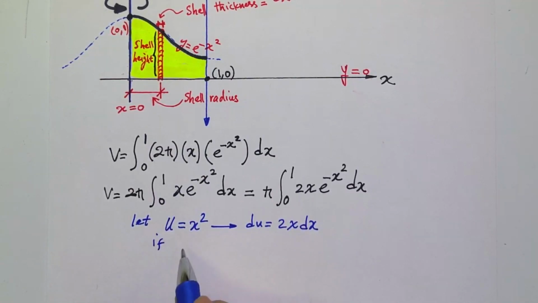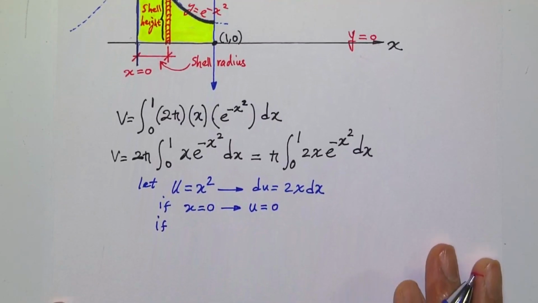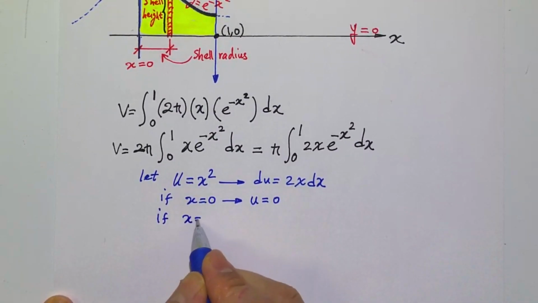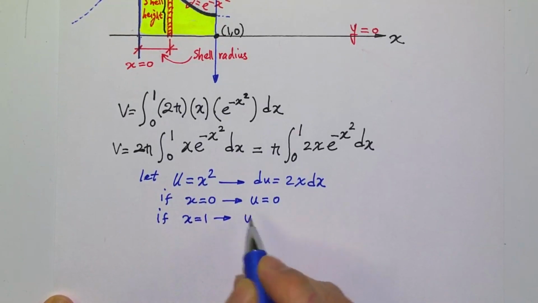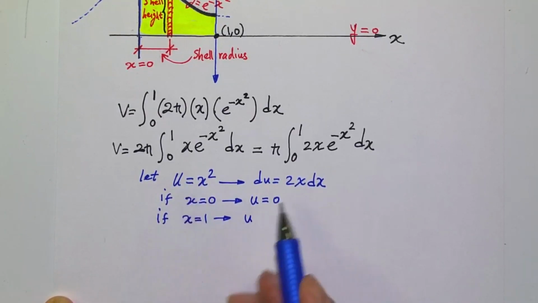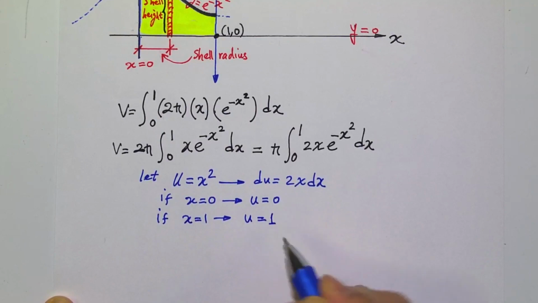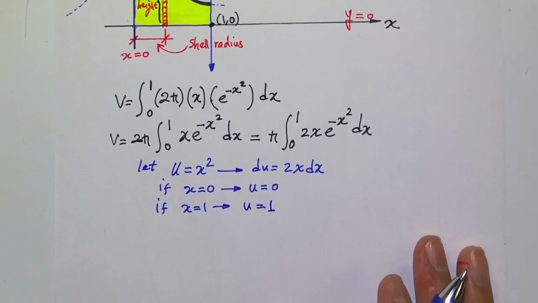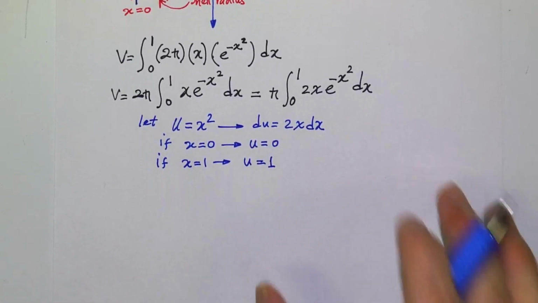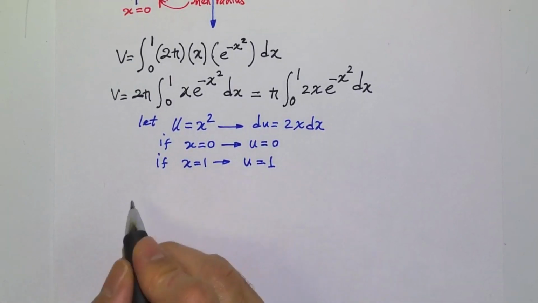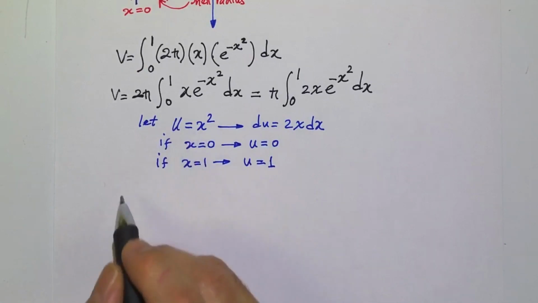So if x is equal to 0, then u is also equal to 0. And if x equals 1, then u would be equal to 1 as well. So the limits of integration didn't change. That's great. But now let's substitute in our new integral with these limits and with this variable u.